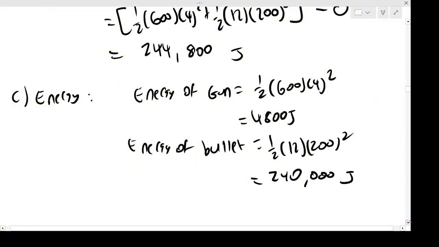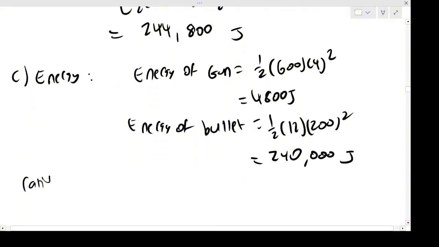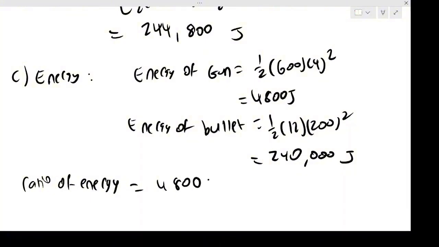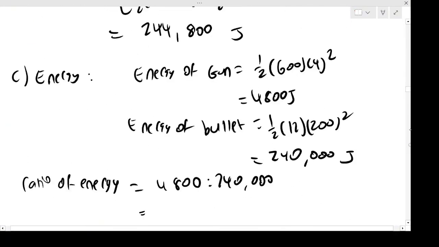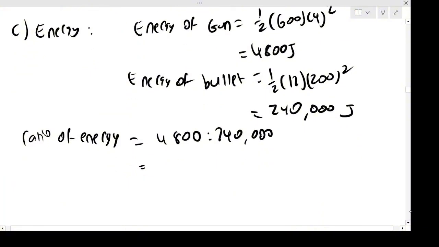Anyway, so therefore the ratio of the energies, the energy of the gun to the shell, that's going to be 4,800 to 240,000 joules. And so we can simplify this. So this is my energy of the gun to the bullet. Simplify this ratio down, and actually it divides quite nicely. We can just divide by the whole 4,800, and we get 1 to 50. Okay, quite nicely there. So there we are.